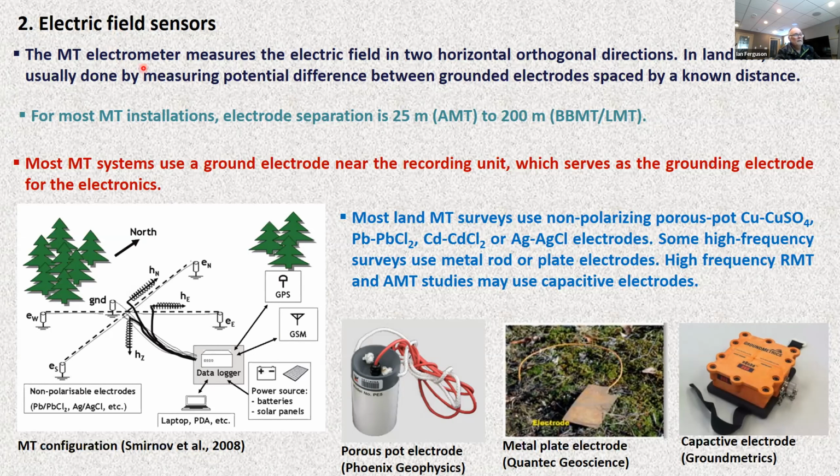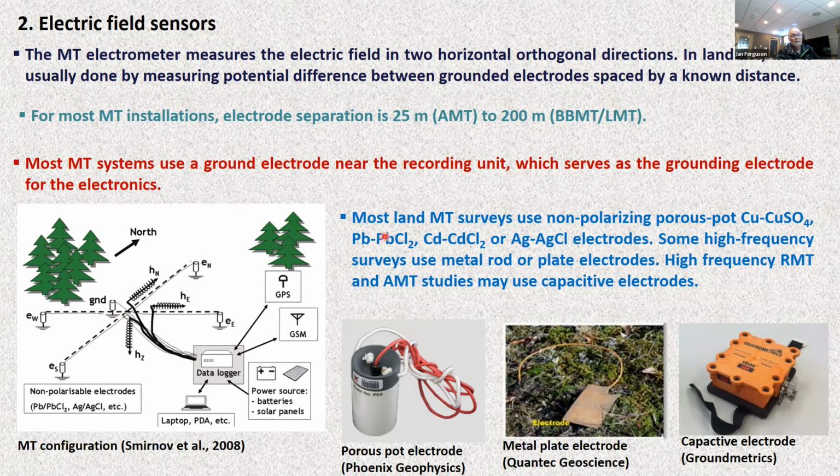The MT electrometer, of course, measures the electric field in 2 horizontal orthogonal directions. And on land MT surveys, this is usually done by measuring the potential difference between grounded electrodes spaced by a known distance. In most cases, this distance is between about 25 meters in AMT surveys up to several hundred meters in longer period surveys. And that's illustrated in this diagram here. Most MT systems also use a ground electrode near the recording unit, and this also serves as a grounding electrode for the electronics in the acquisition.